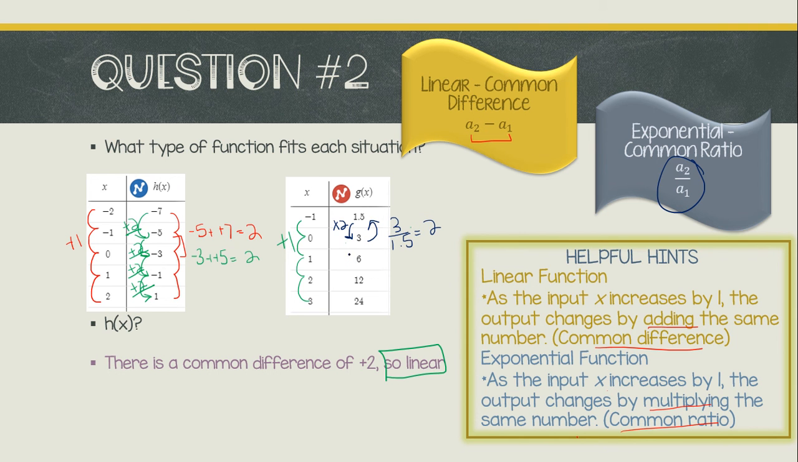1.5 multiplied by 2 gives me 3. 3 multiplied by 2, oh look, that gives me 6. 6 multiplied by 2, that gives me 12. 12 multiplied by 2 gives me 24. So there's a common ratio here of 2, making this an exponential function.